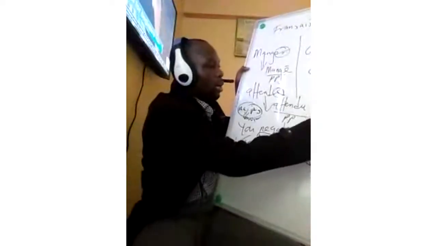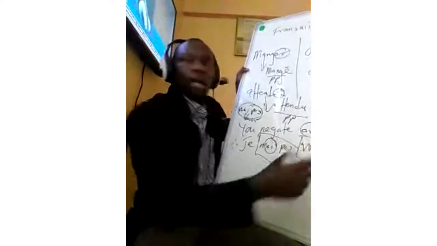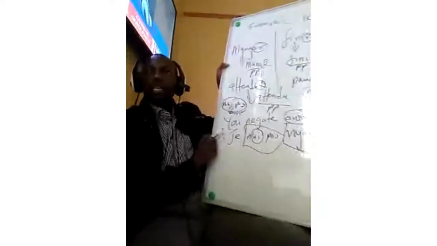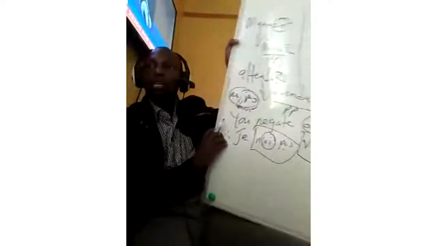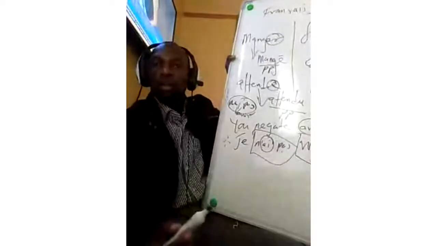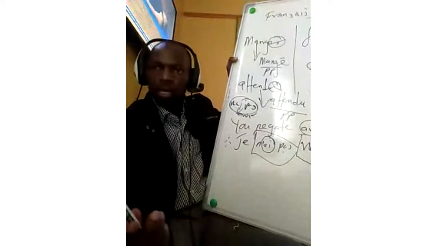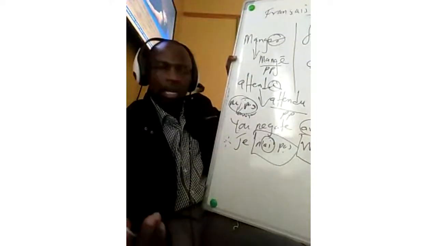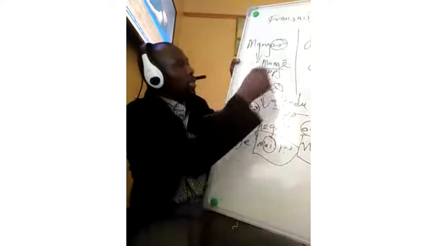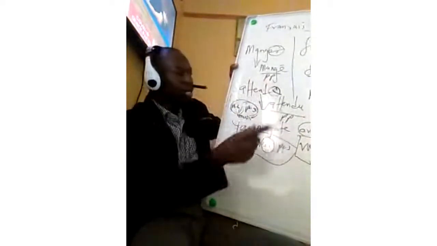Paul danced. So you negate this, you see this: Paul n'a pas dansé. So basically, this is what is happening as far as the negation is concerned. So that is what is explained in the video I shared with you, okay?